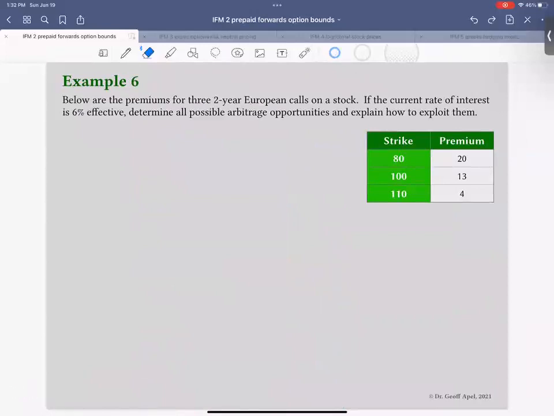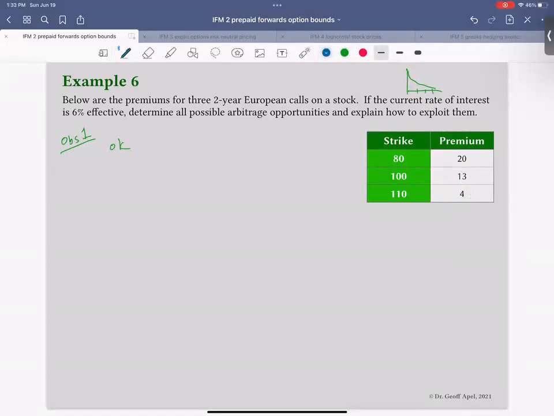All right, let's see what we can say here. First of all, observation number 1: do the call prices decrease? We can think back to that graph, and I know the call prices should decrease as the strike goes up. And that's pretty easy to see. That one's actually all okay, so no arbitrage opportunities there.